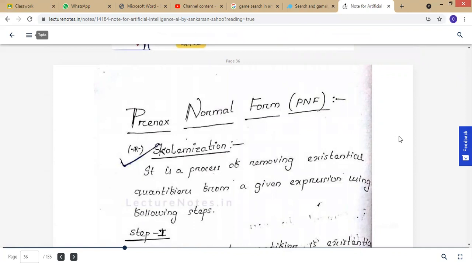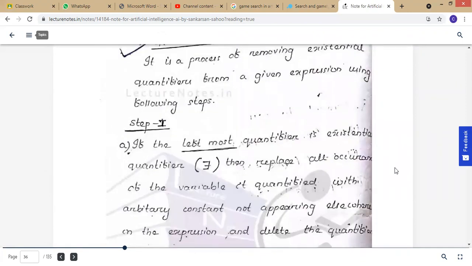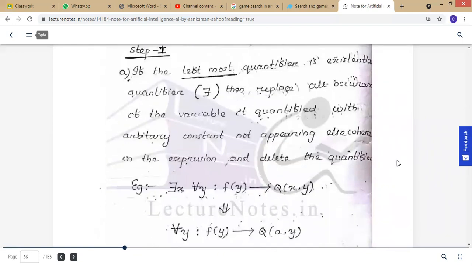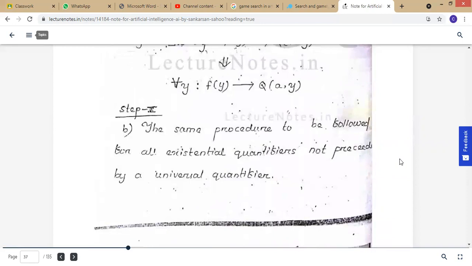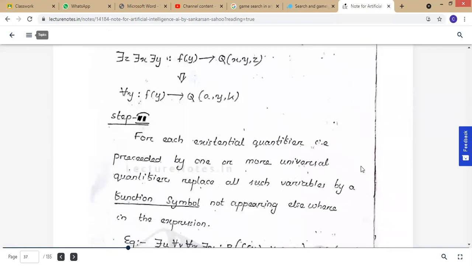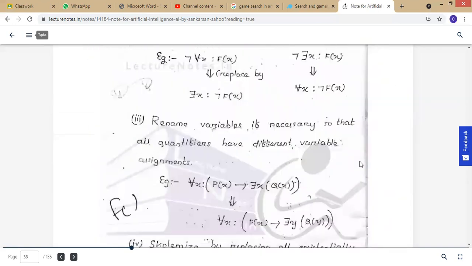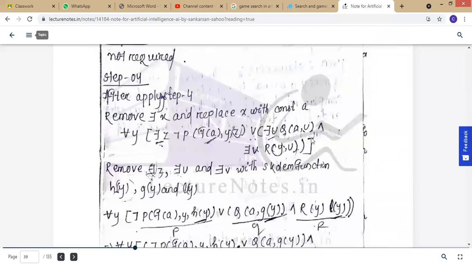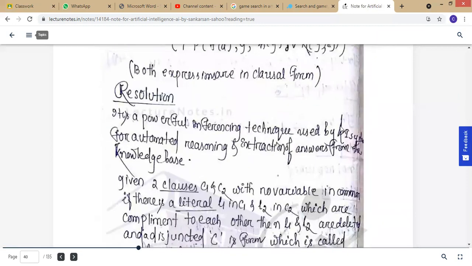So it is a process of removing existential quantifiers from a given expression using the following steps. At first, the most existential quantifier is replaced with a constant of the variable. Second step is the same procedure to be followed for existential quantifiers that are not preceded by a universal quantifier. So rename variables, we use that.